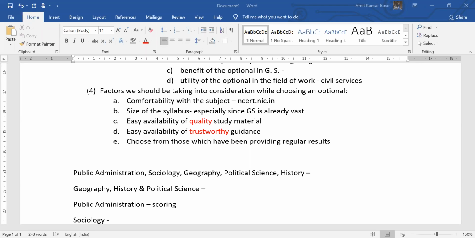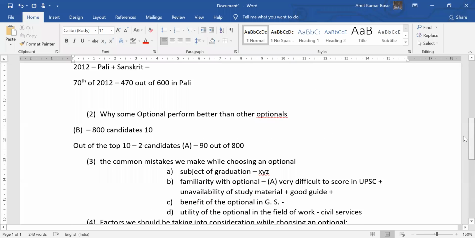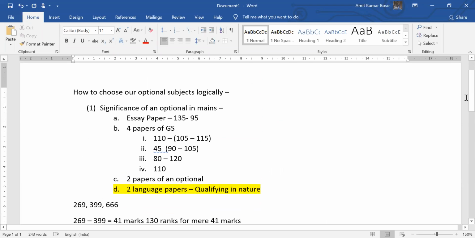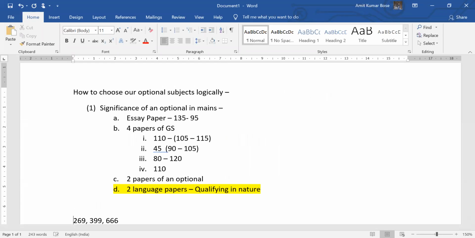Sir, please open the first point you wrote on the board. Whiteboard, no? Sure. Yes. I was talking about the significance of an optional in mains. See, mains is still in your hands. How much you're going to score in mains is still in your hands. Interview is not in your hands. The 275 marks of interview, they depend on number of factors, and most of these are beyond your control. But you can ensure how much you can score in mains. That is always in your hands.